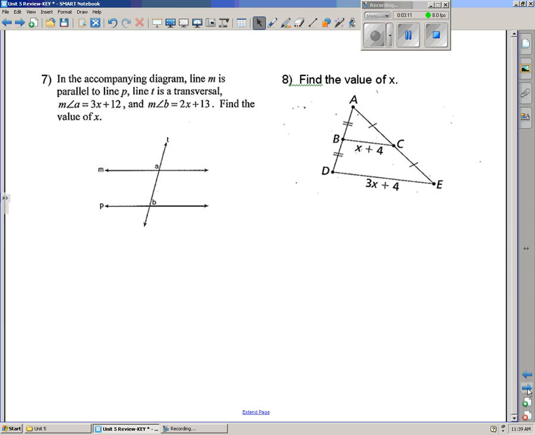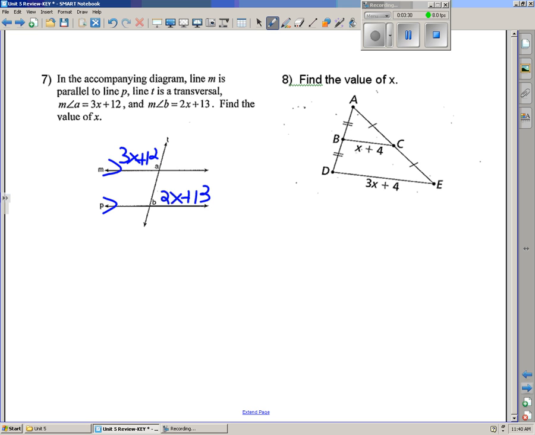In the accompanying diagram, line M is parallel to line P. So we know that this is true. Line T is a transversal. The measure of A is 3x plus 12. The measure of B is 2x plus 13. Well, what's the value of x?